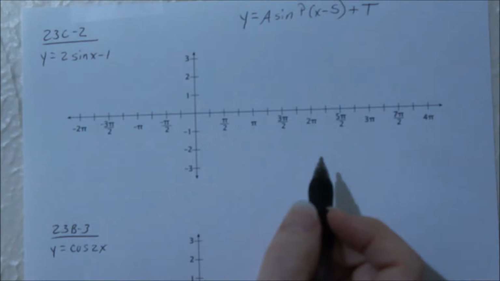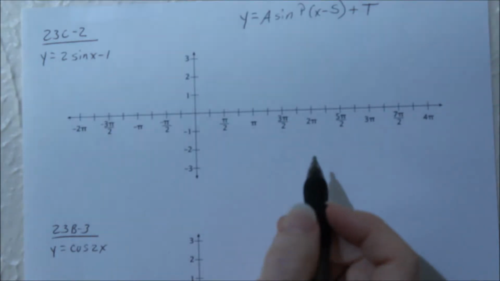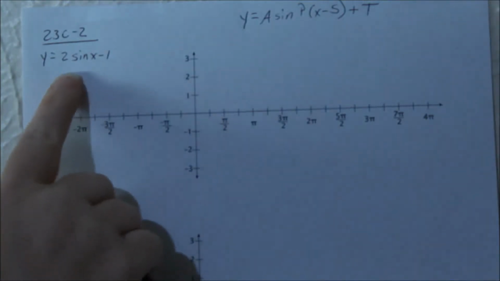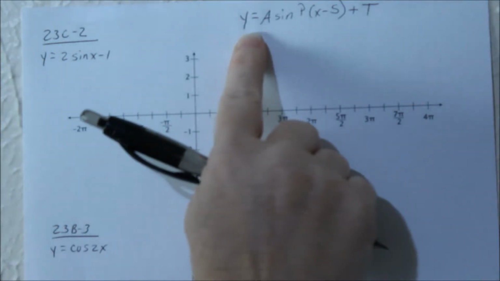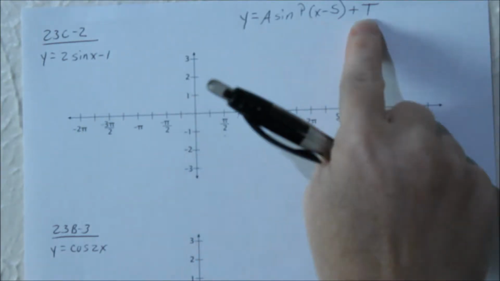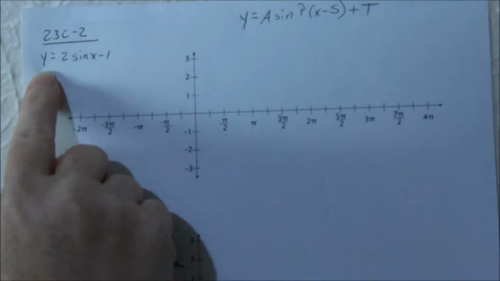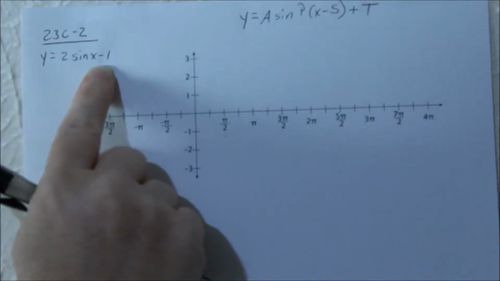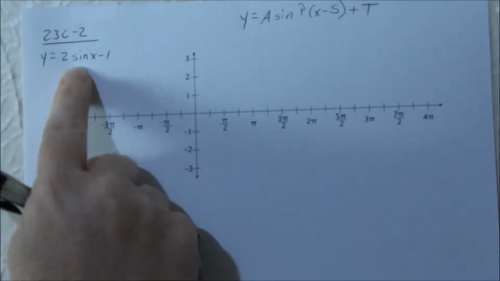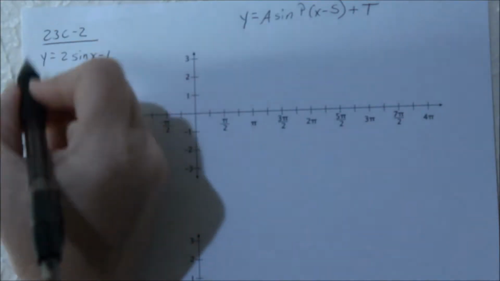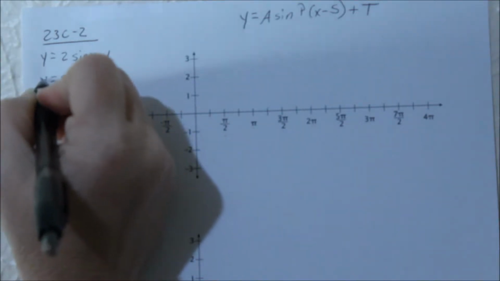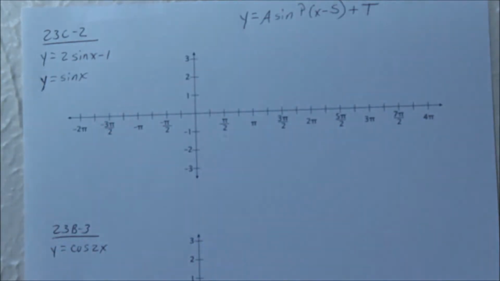But I'm also going to show you how to graph these just by changing your graph and not by plugging in numbers. So the first thing to look at, here is the general equation of what your equation could be. Our equation is y equals 2 sine x minus 1. The first thing that I'm always going to tell you to do is to graph basic sine or basic cosine. In other words, graph y equals sine x, just your basic y equals sine x curve first.